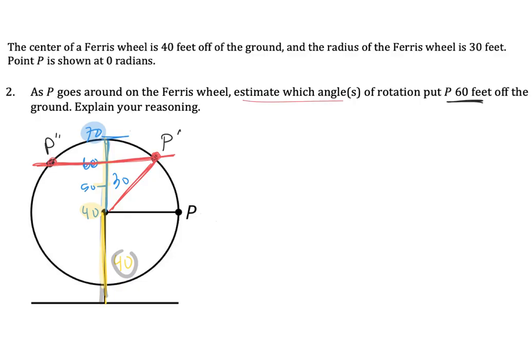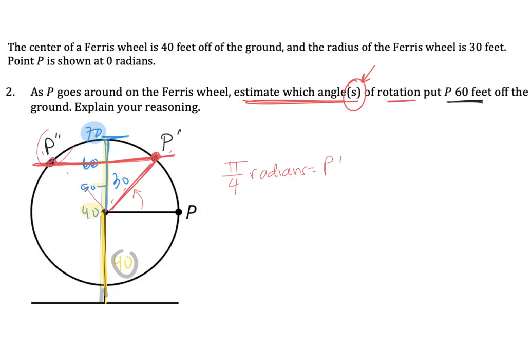So it says estimate which angles, so there could be two and there are two, which angles of rotation would put this 60 feet off the ground. Well, this looks like it's almost splitting this right in half. So I'm going to approximate that that is roughly rotating about pi over 4 radians. That's my first one, for P prime.